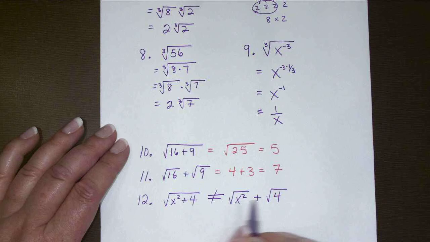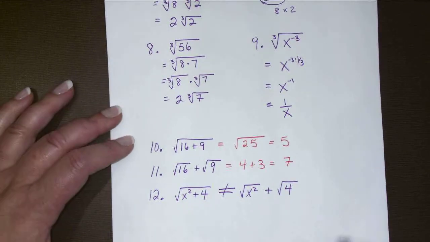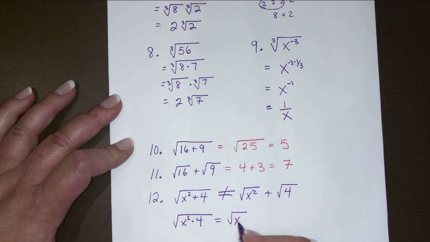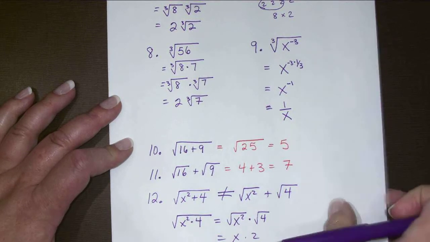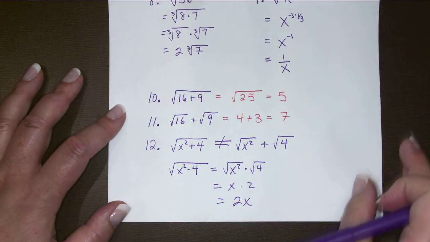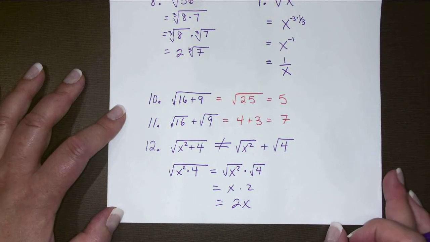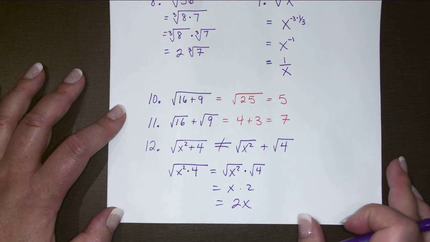When can you break up and put the square root over terms? Right, when they're multiplied. If this was x squared times 4, then we could say the square root of x squared times the square root of 4, which would be x times 2, or 2x. Always just multiplication, yeah. Just multiplication. What's that? Well, division is multiplication, yeah. So yes, division.